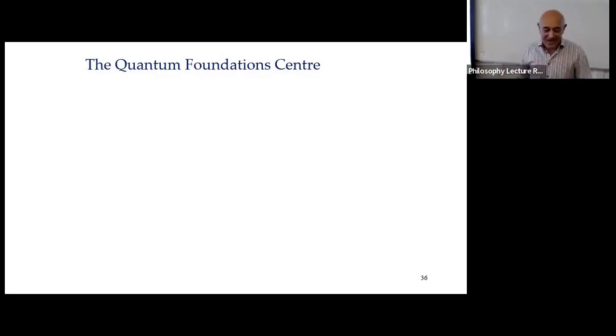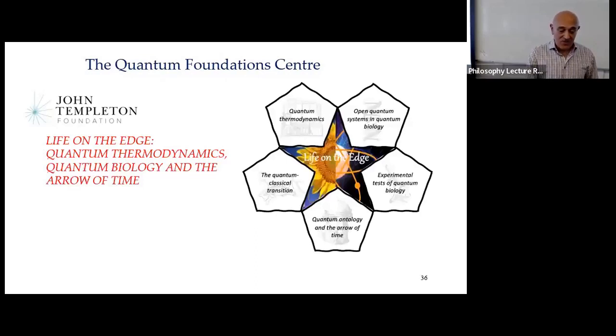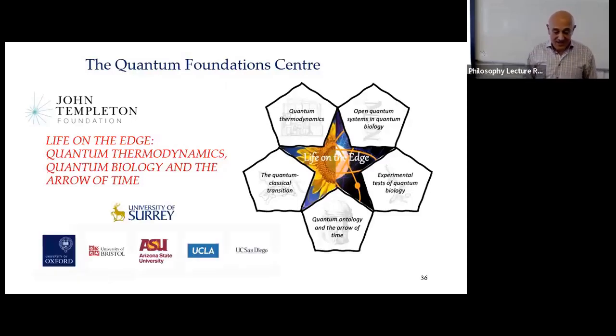So I'm linking that in with some of these ideas in quantum biology. Recently, we received a large grant from the John Templeton Foundation called Life on the Edge: Quantum Thermodynamics, Quantum Biology, and the Arrow of Time. It's basically a collaboration of 6 universities led by Surrey, including Oxford. At Oxford, of course, Simon is one of 3 philosophers of physics who are named on the grant. We also have Vlatko Vedral and Chiara Marletto here at Oxford, who are part of the team.